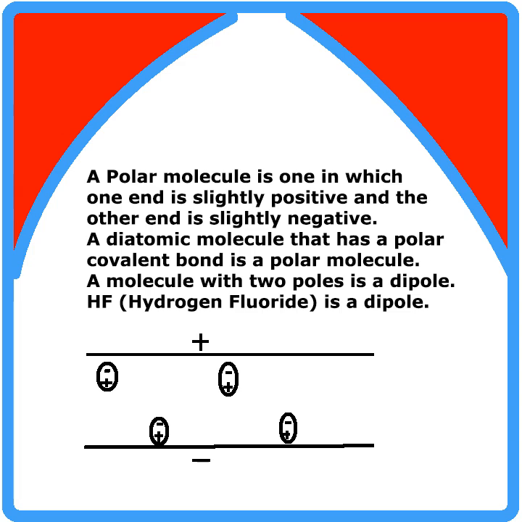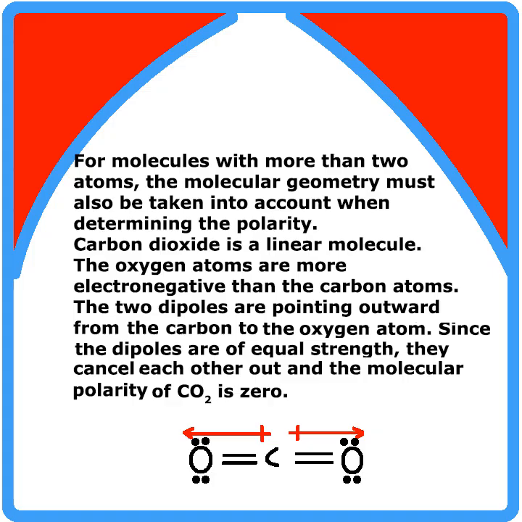A diatomic molecule that has a polar covalent bond is a polar molecule. A molecule with two poles is a dipole. HF, hydrogen fluoride, is a dipole. For molecules with more than two atoms, the molecular geometry must also be taken into account when determining the polarity.